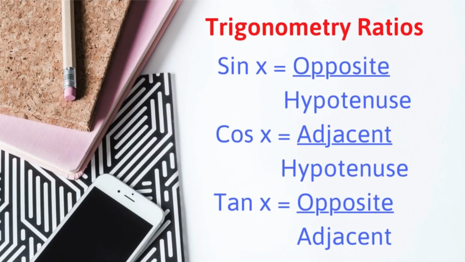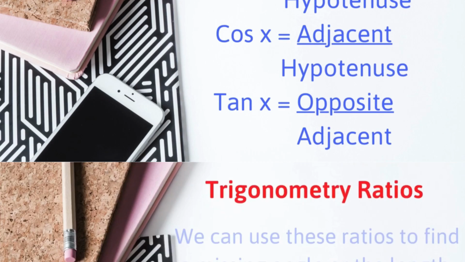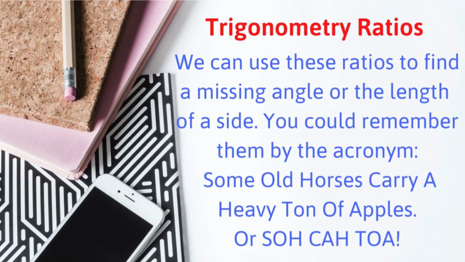The other theories you need to be able to use with right-angled triangles are the trigonometry ratios. So we use the sine ratio when we know the length of the side opposite the angle and the hypotenuse. We use the cosine ratio when we know the length of the side adjacent to the angle and the hypotenuse. And we use the tan ratio when we know the length of the side opposite and adjacent to the angle. We can use these ratios to calculate missing angles or the length of a side.